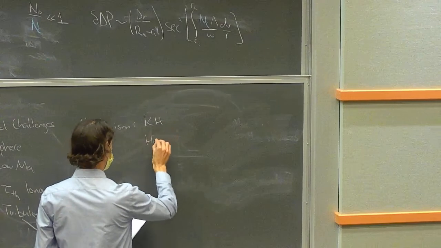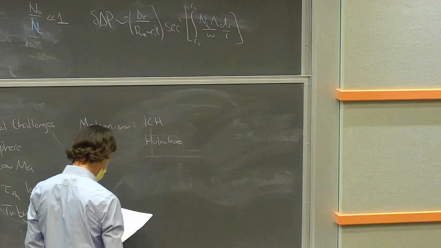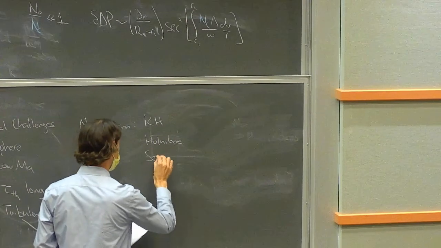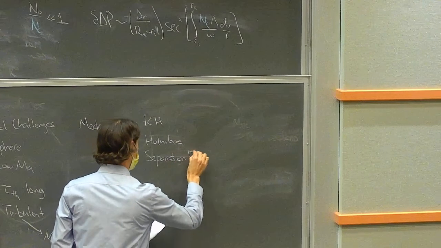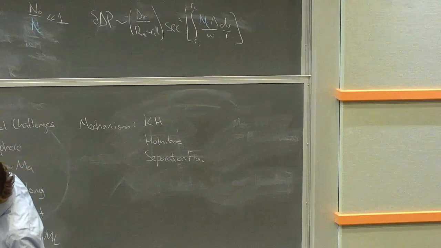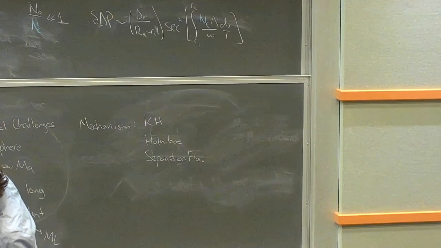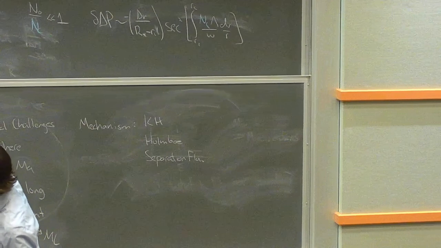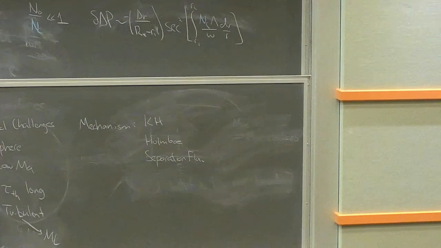Another possibility would be something like Holmboe instability. Something that people have thought about as well is separation flow, because you end up with a flow which hugs along this boundary, and then it has to detach. And it seems like there's some interesting entrainment or mixing going on in that region right there where it detaches.